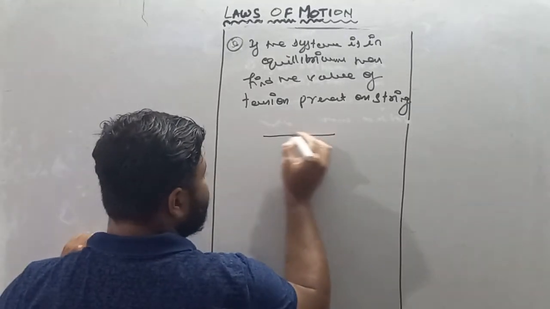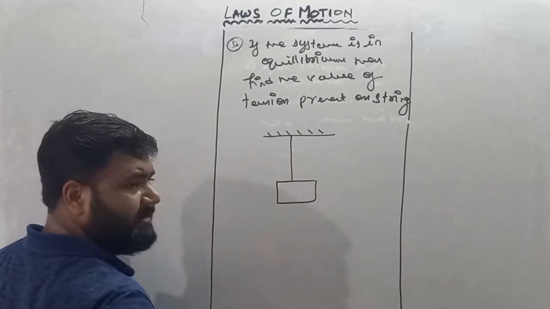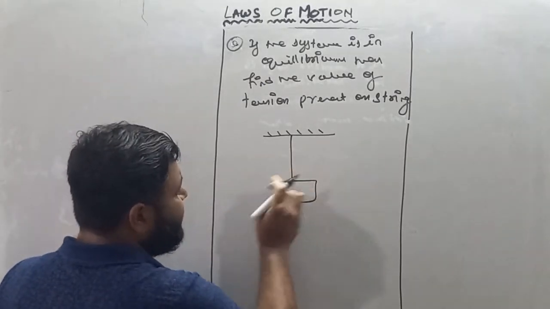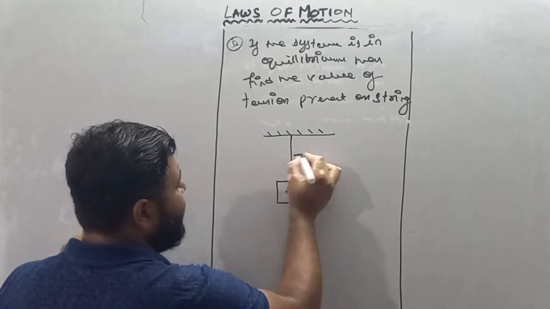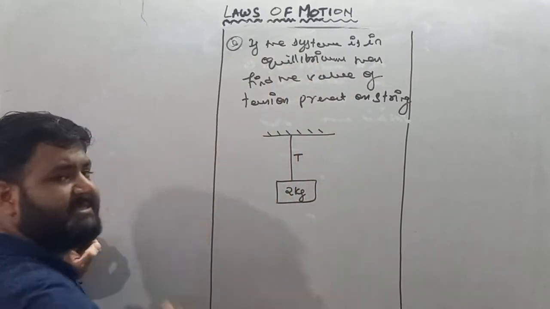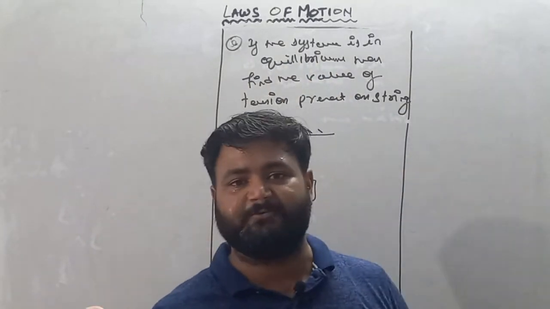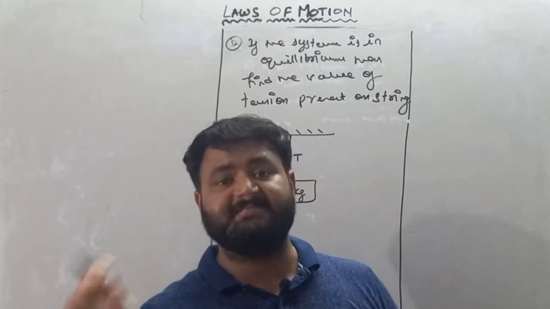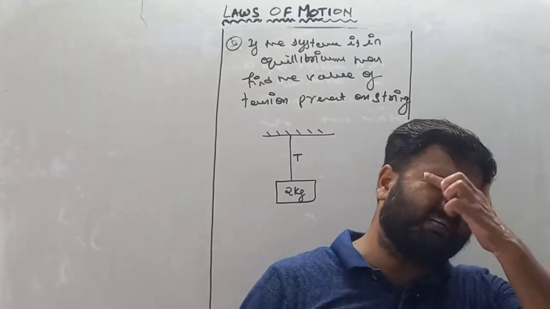This is a very easy question, my dear student. This is just to make you more comfortable. See, there is a string and a block. Let's suppose the mass of the block is 2 kg and tension T is present on the string. They are saying the system is in equilibrium. Equilibrium means the net force acting on the body is 0, meaning opposite forces are equal in magnitude and opposite in direction.